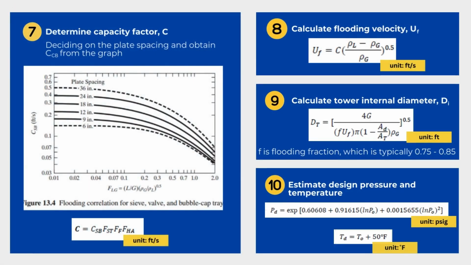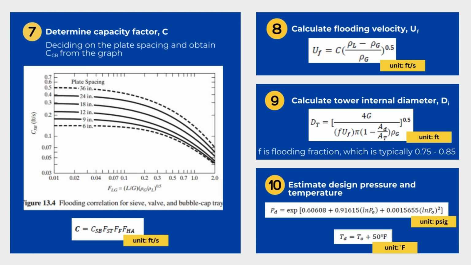Now you need to determine the capacity factor C, but before that you should decide on the plate spacing and obtain the CCB from the graph. And calculate the capacity factor by using the formula given. Next, you should calculate the flooding velocity and the tower internal diameter. Note that F is the flooding fraction, which is typically 0.75 to 0.85.